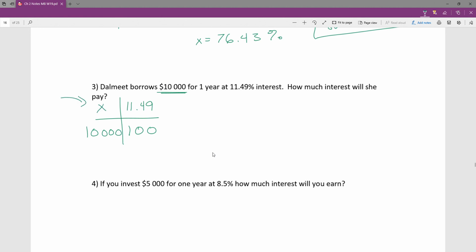And so X is representing the interest. And you can write that out as a sentence, but I'm fine if you do the thinking and just put it in the chart. So we've got our equation. And honestly, sometimes people just write out the chart and call that their equation too. So we'd have top times the bottom and bottom times the top, or 10,000 times the 1149 divided by 100. If you're just doing that in your calculator, we get 1149. So this is the interest. So she's going to have to pay $1,149 in interest.